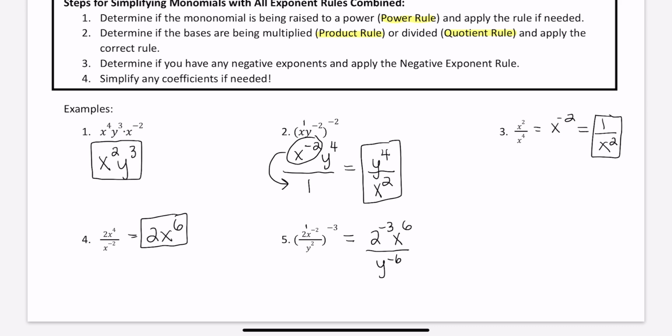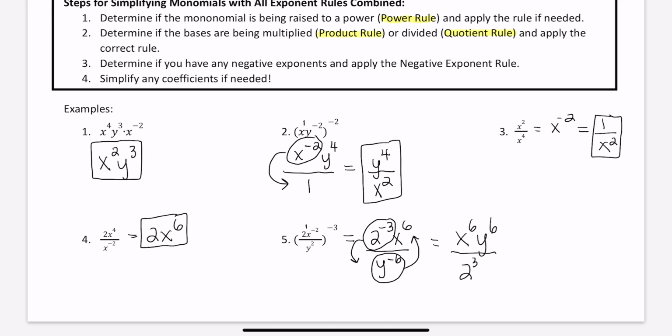I don't have a product or a quotient rule. I don't have any like bases I can divide or multiply, but I do have some negative exponents, so I'm going to take care of those first. My first one I see is 2 to the power of negative 3. That's going to get moved to the denominator. And then I also have a y to the power of negative 6. That's going to get moved to my numerator. So this is going to equal x to the power of 6. That didn't move. Y to the power of 6, that became positive once I moved it, over 2 to the power of positive 3. So I don't have any more negative exponents, but I do have a coefficient I can simplify.